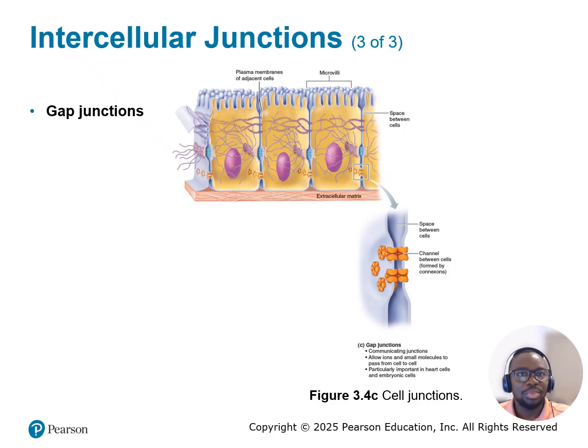Gap junctions are communicating cell junctions that allow small molecules and ions to pass through. They are particularly important for communication in heart cells and embryonic cells. Hollow cylinders called connexons connect the plasma membrane of adjacent cells, forming channels through which substances can pass.